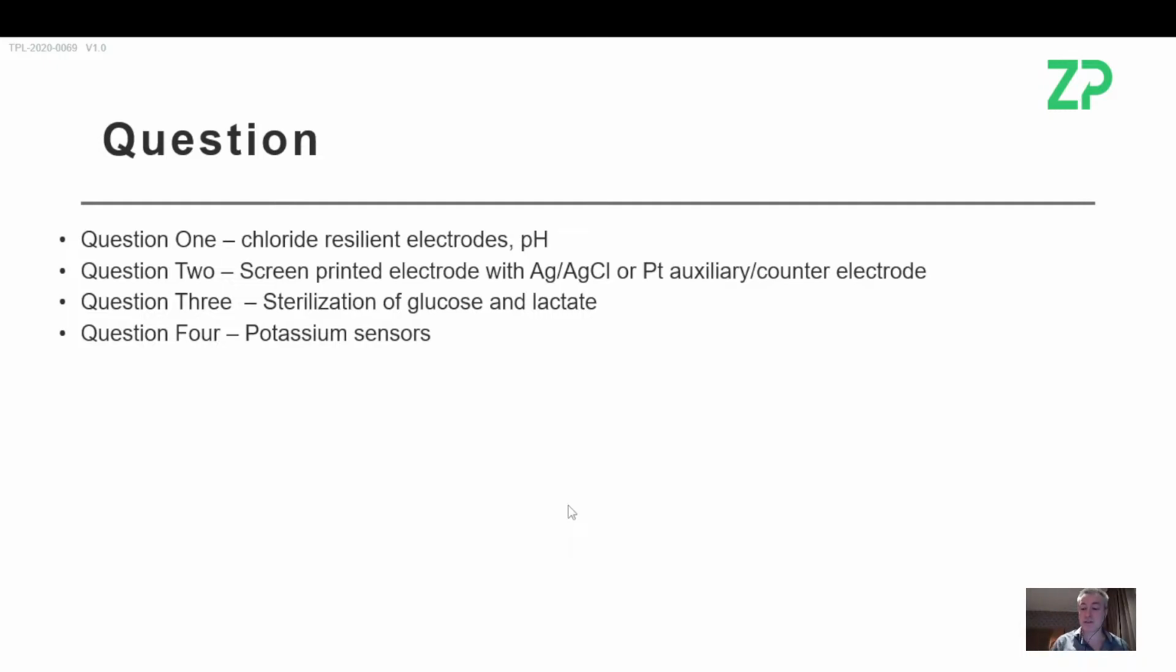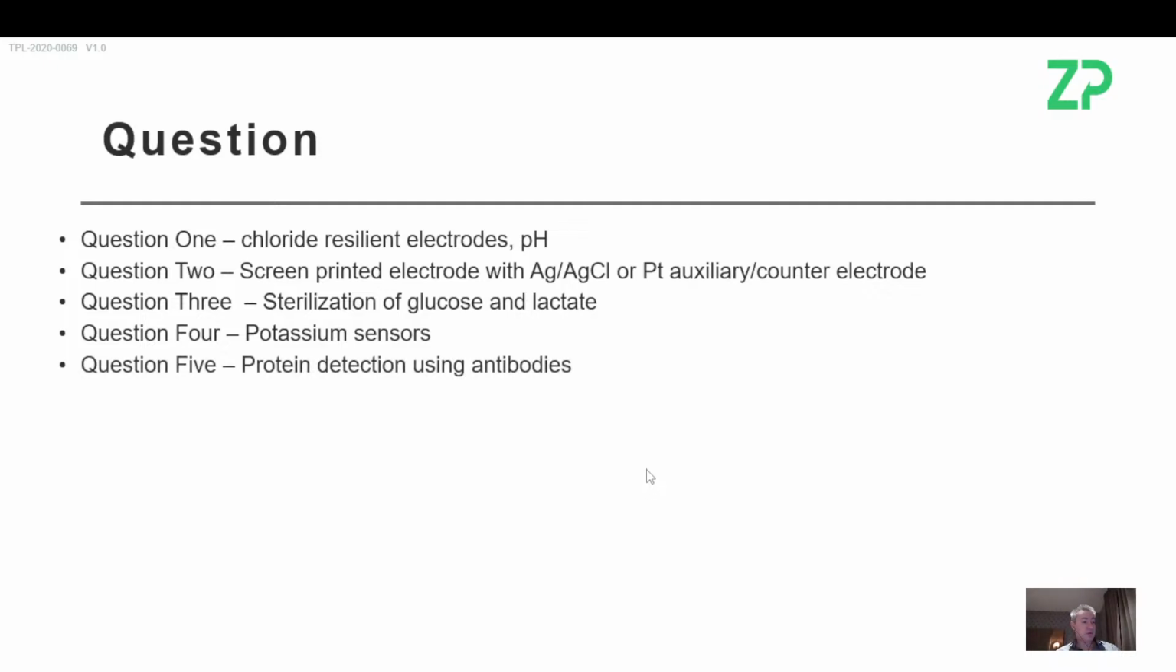This potassium sensor was originally developed for the idea that there's a lot of movement in the UK at the moment for home testing, point of care testing, and the potassium sensor really falls into that category. And it's one of the sensors that we've actually had the longest.